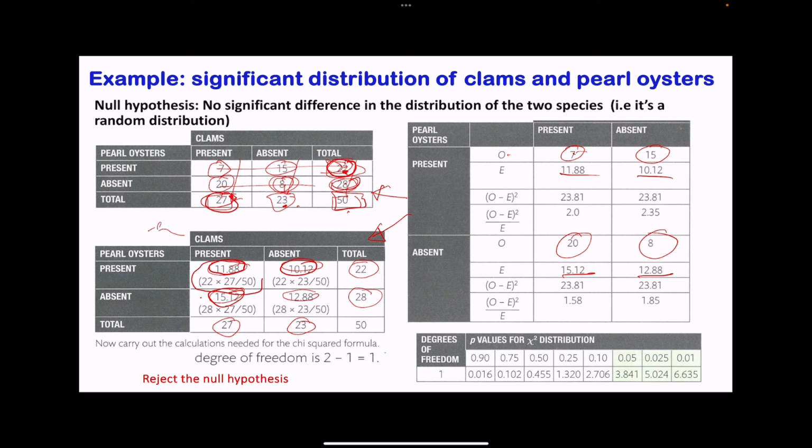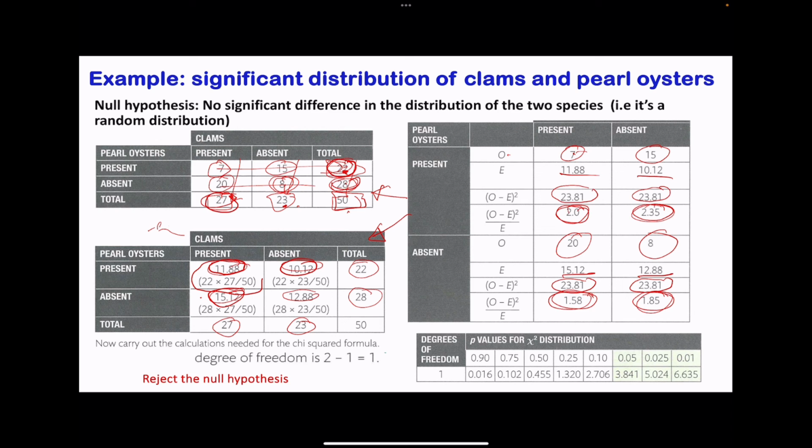The observed minus expected squared for this part gives us that. Then observed minus expected squared gives us that. When we divide by expected, we get 2, and we get that. Then here, observed minus expected squared, we get that. Observed minus expected squared, we get that. And then dividing by expected, we get that and that. When we add up everything, meaning adding up that, adding up this and this, we get about 7.78.